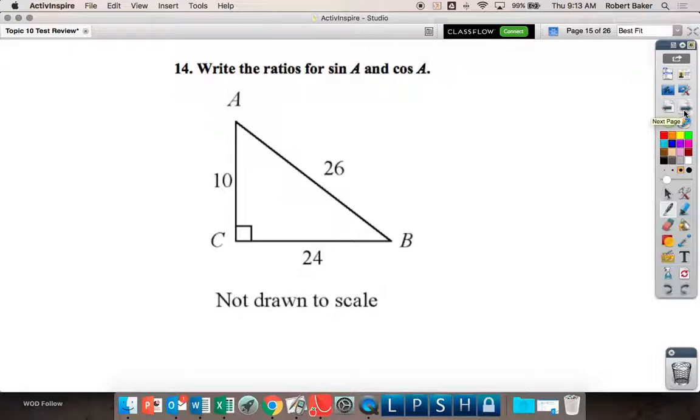Oh, yeah. Money right here. Write the ratio for sine and cosine of angle A. No math here. Just write the ratio. We have angle A, and it says write the sine of A and write the cosine of A. What is the sine of A? What is the cosine of A?